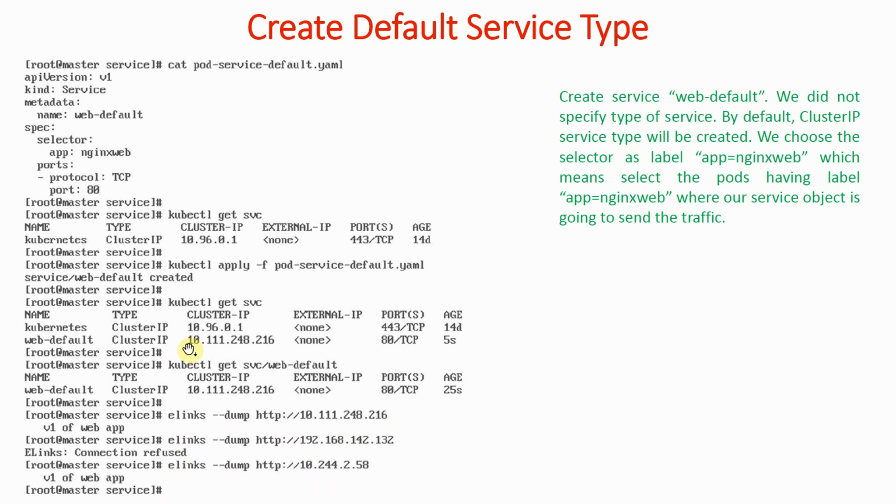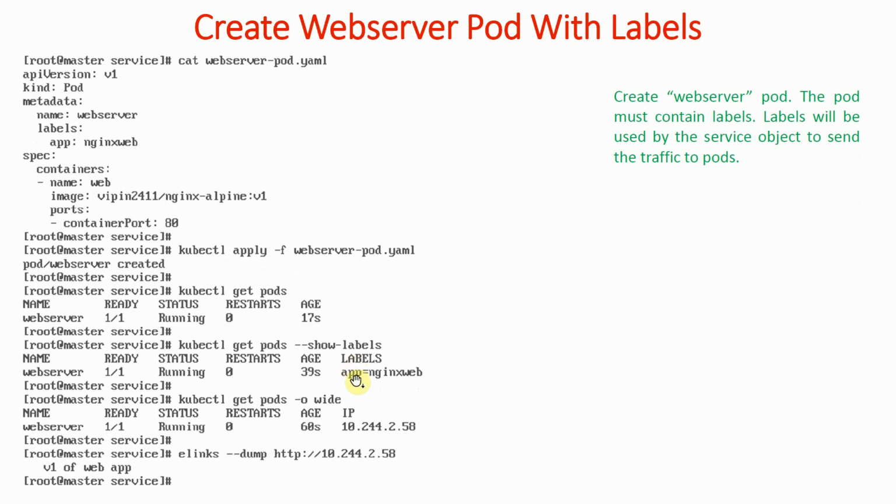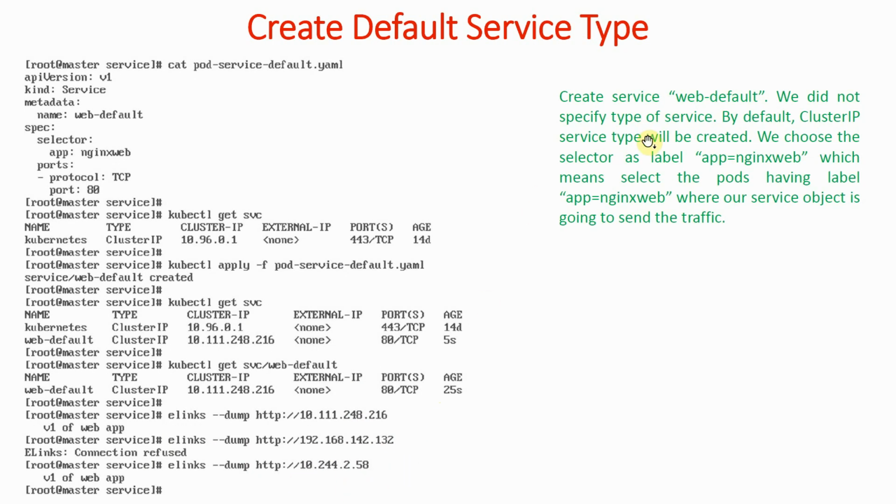And what about directly accessing the container that we were running? In our case, what was the address of the container? Oh sorry, 10.244.2.58, so directly we can connect. In our case we are creating the web default service, and we did not specify the type of service. By default a cluster IP service will be created. We chose the selector as label apps equal to nginx web, which means select the pods having label apps equal to nginx web, where our service object is going to send the traffic.